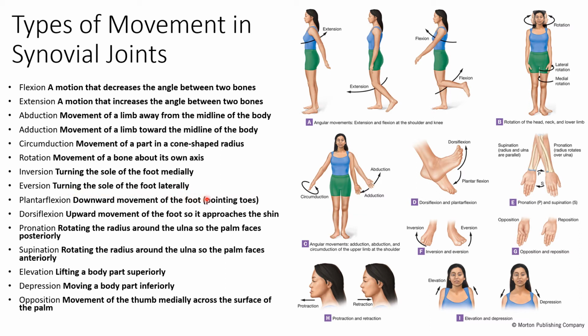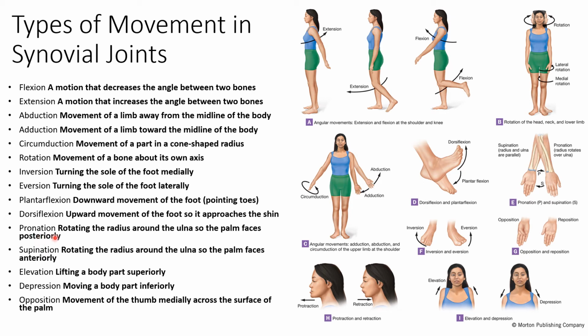So let's take a look at that. Right here we can go inversion and then eversion. So you can see that there. We also have plantar flexion, so downward movement of the foot, pointing the toes. So if you're walking on your tiptoes, that would be plantar flexion right here. And then opposite of that, we have dorsiflexion. So if you're going to walk on your heels, that would be dorsiflexion.